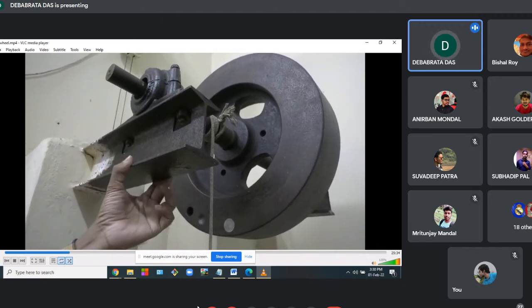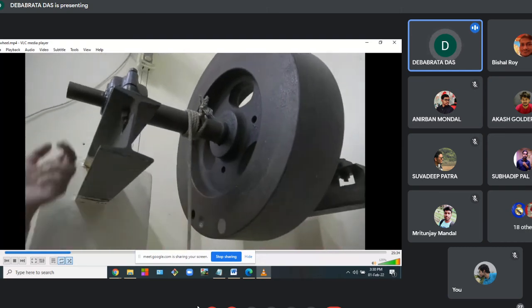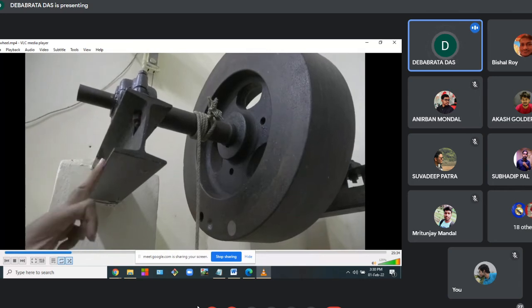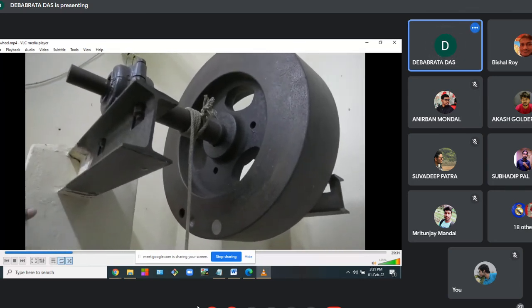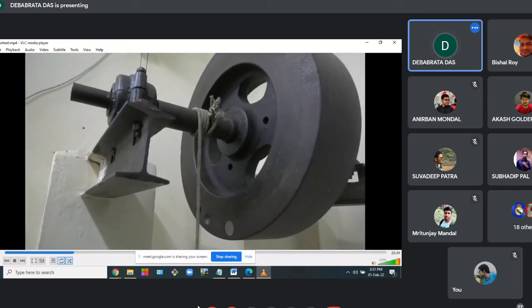So on this cantilever beam, basically the weight of the flywheel comes through the shaft, through this bearing, through this Plummer block, to this cantilever beam, and then it is transferred to the wall. So this is all about this experimental setup.